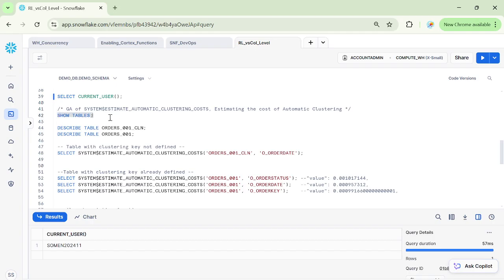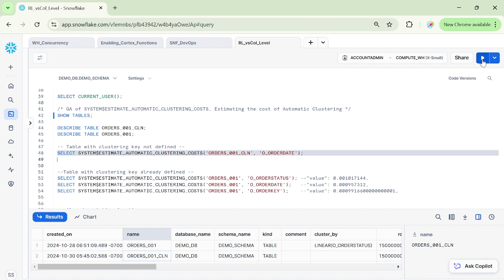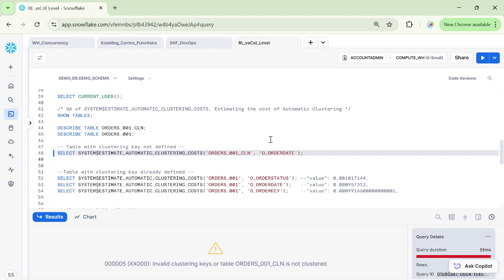Now over here, if I execute the SHOW TABLES command, I'm going to see two tables. One of the tables has a clustering key enabled, which is order status, and the other table does not have any clustering key enabled. Now I will try to execute the same function, system estimate clustering cost, on a table in which the clustering key is not there, and see what happens.